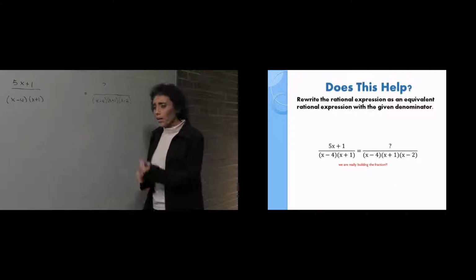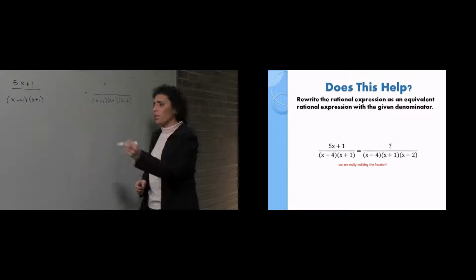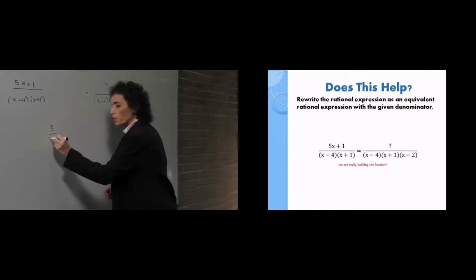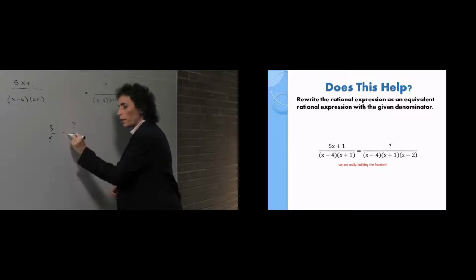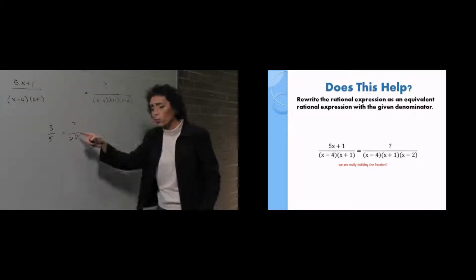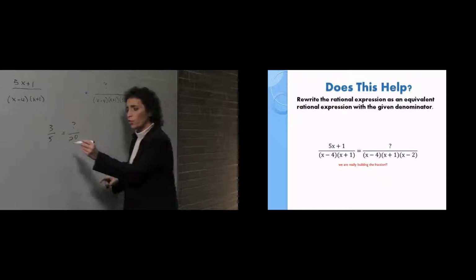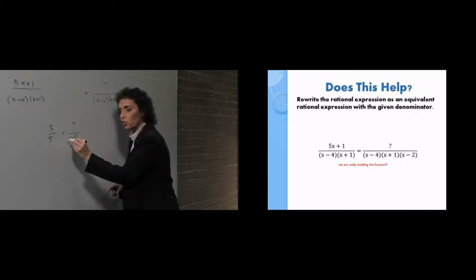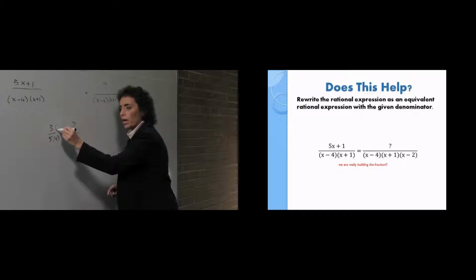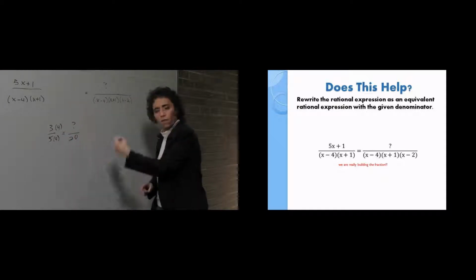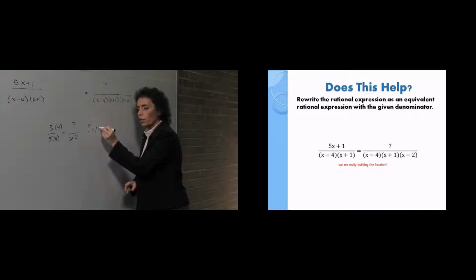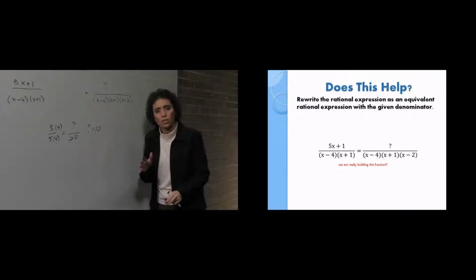If you recall, we've done this in module 4. If I had 3/5 and I wanted to make an equivalent fraction, what I did was I saw what was missing. 5 goes into 20 four times, and I multiplied the top and the bottom by 4, and I got 12. We're doing the exact same thing except with algebra.